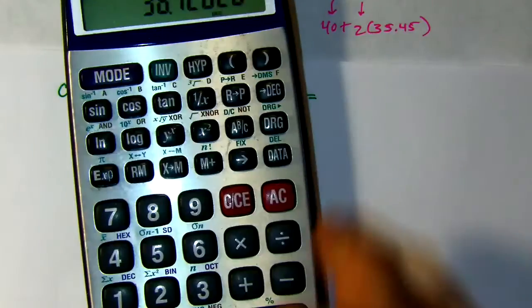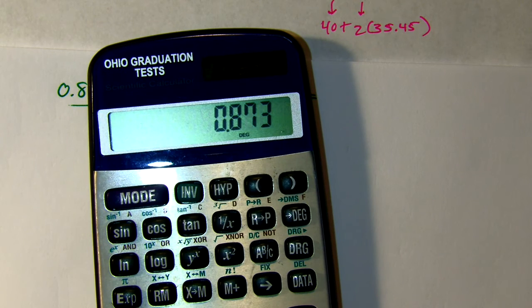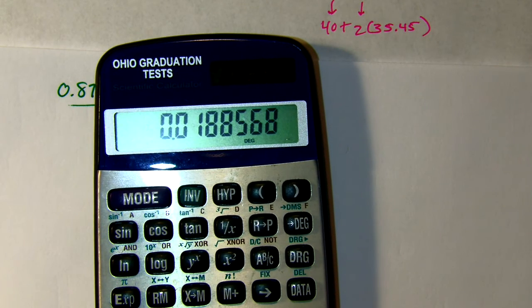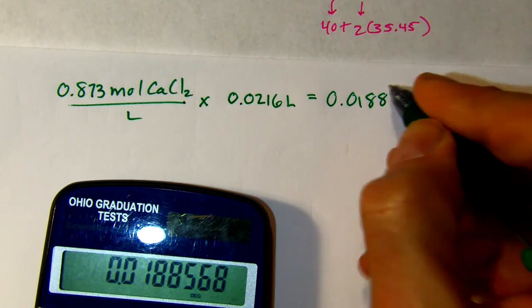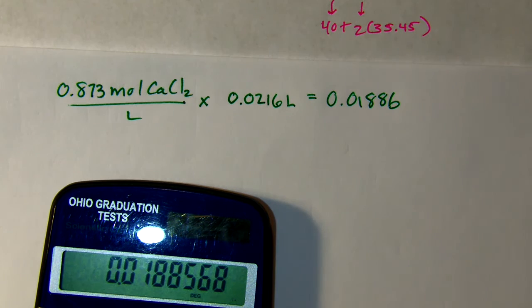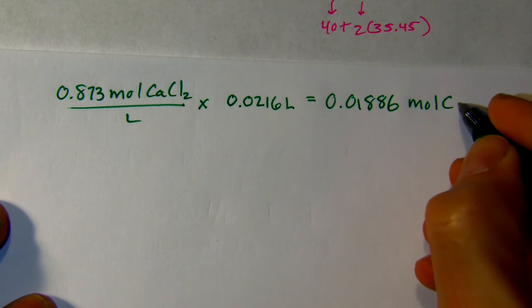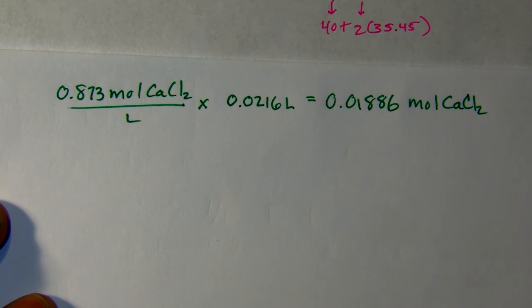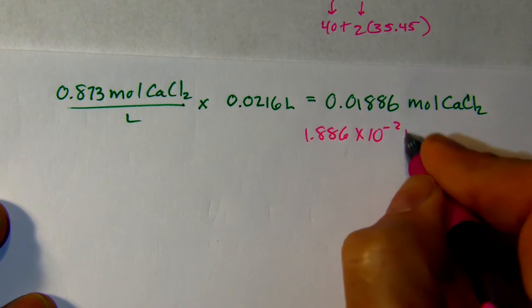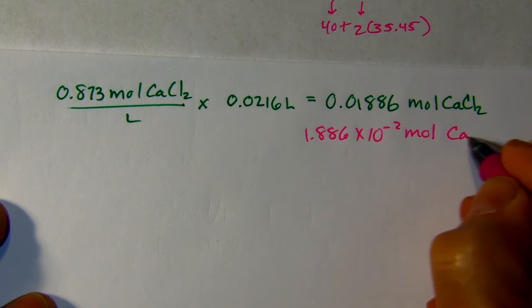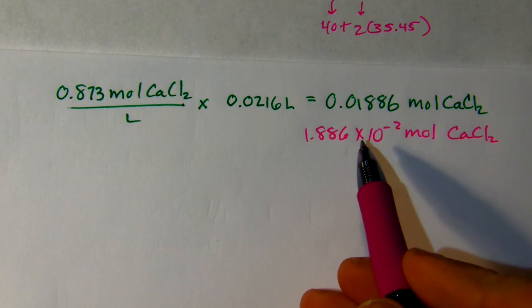All right? Let's do that. Clear? So it's 0.873 times 0.0216. You get this number, 0.0188. And we could call it that if we round it, okay? Don't forget, this is moles of calcium chloride. You should instantly be able to convert this to 1.886 times 10 to the negative 2, because that is going to be very important later on. Being able to convert to scientific notation just like that.